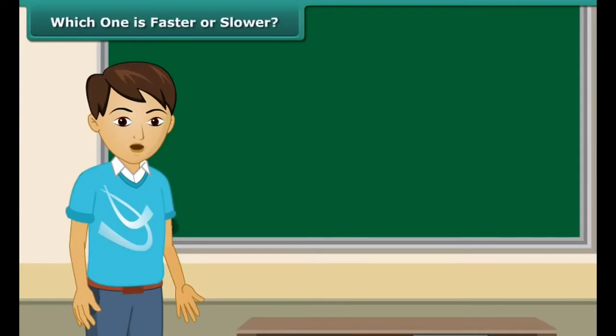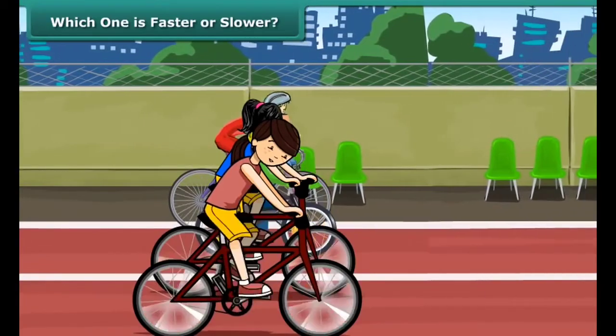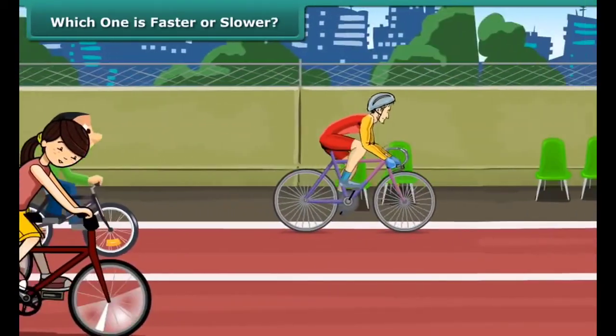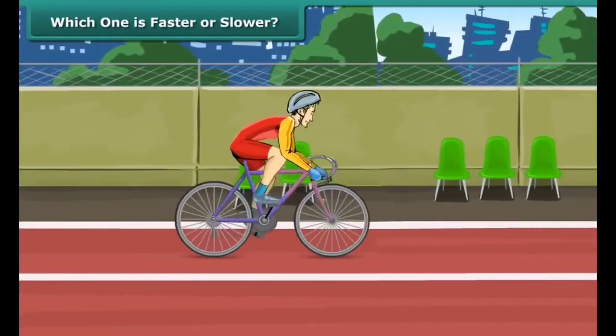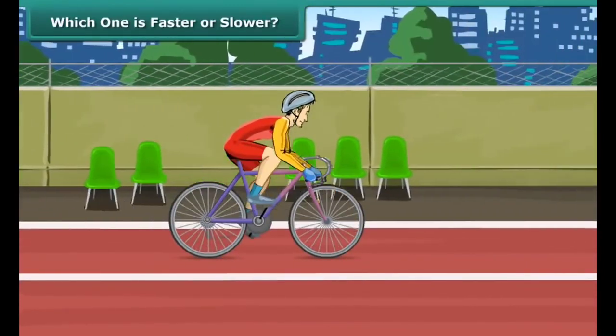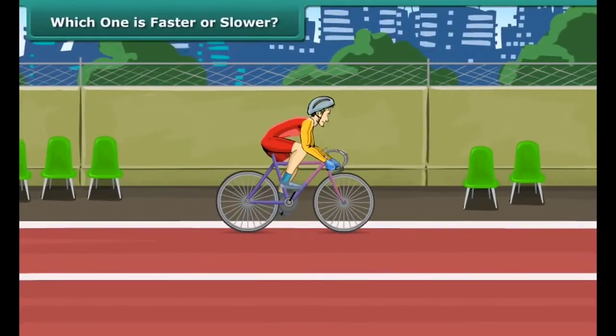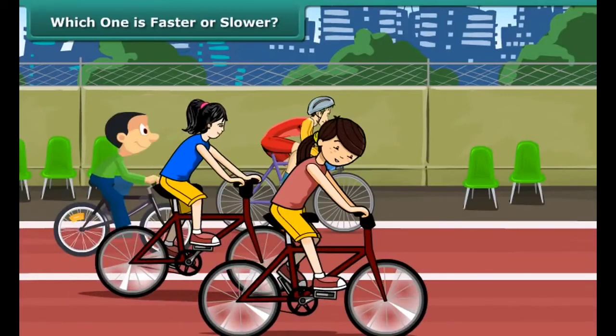Suppose during a cycle race, when the whistle blows, the race begins and every cycle starts at the same time. And suppose the first winner of the cycle race finishes the race in 10 minutes and another one completes the same race in 11 minutes. It means the first one covered the same distance in less time, hence it is the faster one. Therefore, the distance covered by an object per unit time is called the speed of the object.